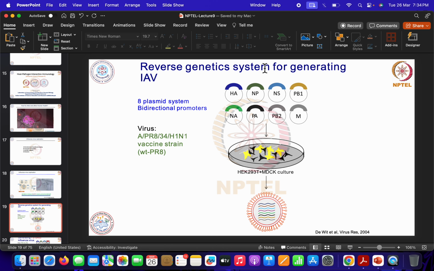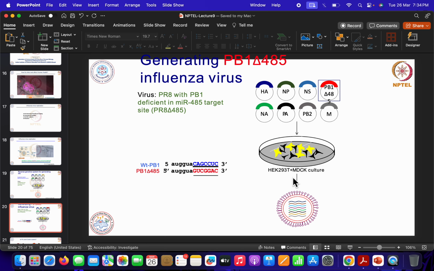So, the reverse genetic system for generating IAV, or influenza A virus. Each plasmid system has bidirectional promoters. This is the virus PR8 H1N1 vaccine strain or wild type strain. This is the cell culture, HEK 293 plus MDCK culture. We can also generate different influenza strains with PR8, with PB1 deficient in microRNA 485 target site.